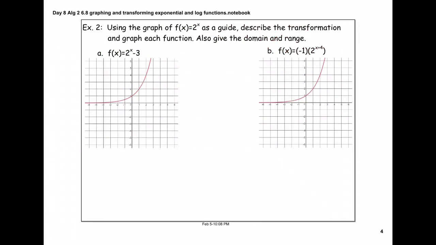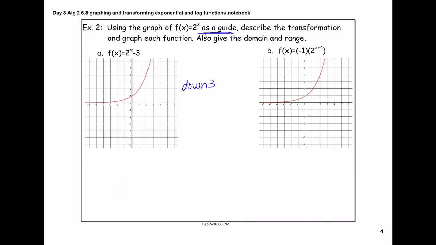In example 2, it says use the graph of f of x equals 2 to the x power as a guide. So that's going to be our parent function, and we're going to describe the transformation and graph each function. We also then are going to state the domain and the range. So if we start at 2 to the x power and we have a -3 on the outside, it's going to move our graph down 3.